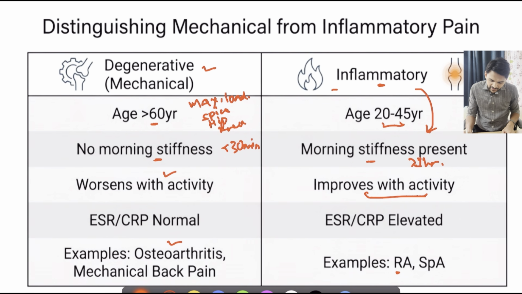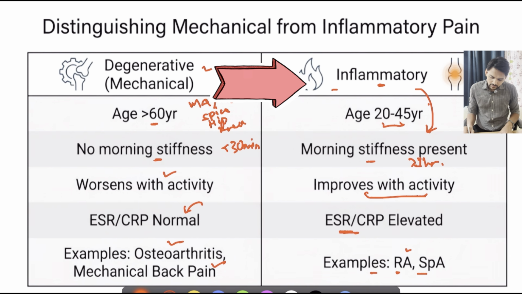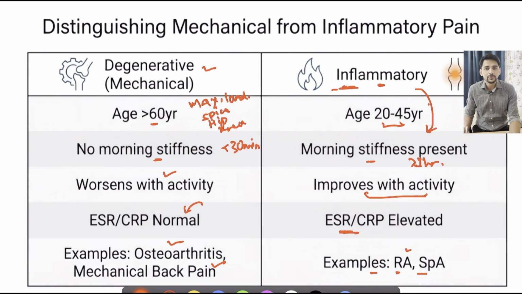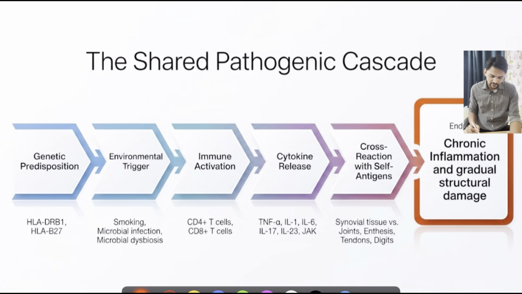And as the name indicates, in inflammatory arthritis there will usually be elevated inflammatory markers such as ESR and CRP, and these might be normal in degenerative conditions. The examples we have already mentioned: osteoarthritis and mechanical back pain, whereas for inflammatory arthritis, rheumatoid arthritis and spondyloarthritis. Today we are mainly focusing upon this group, inflammatory arthritis. So now we have differentiated both of these and we will focus upon inflammatory arthritis.